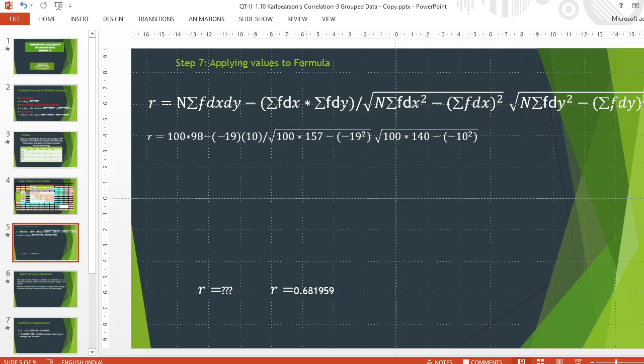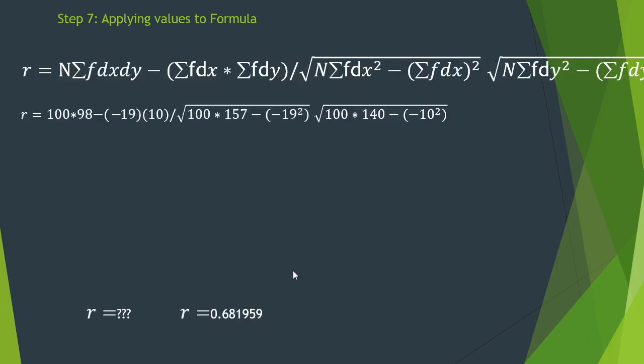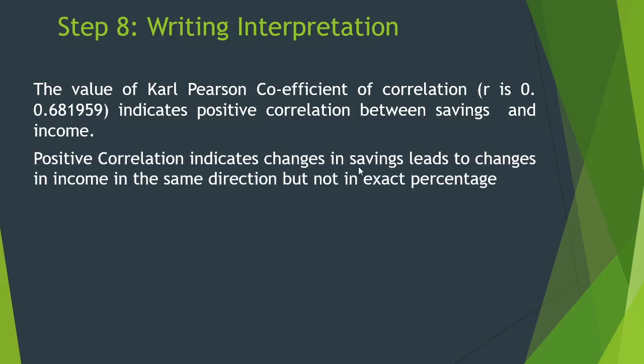So R value is 0.681959, which indicates the value of Pearson coefficient of correlation. 0.681959 indicates positive correlation between savings and income. The positive correlation indicates changes in savings lead to changes in income, or changes in income lead to changes in savings, in the same direction, but not in the exact percentage.